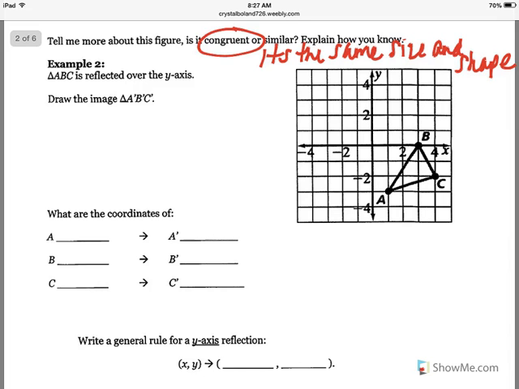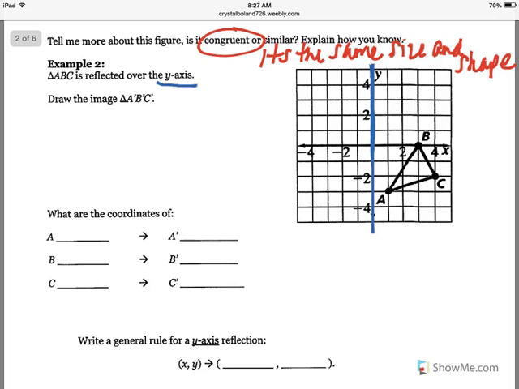All right, example 2 says triangle ABC is reflected over the y-axis. So y-axis, that's important because this is a new axis I'm talking about reflecting over. So I'm going to shade my y-axis a color so I can keep in mind that I'm reflecting it over the y-axis.